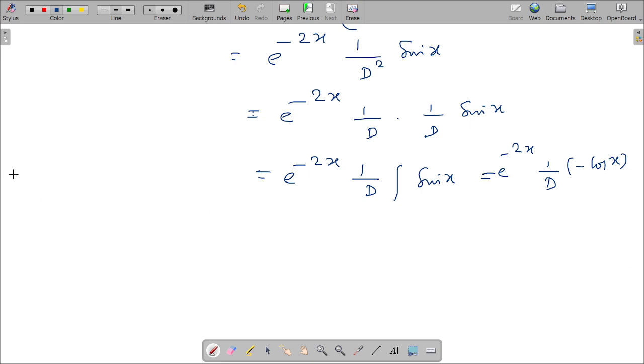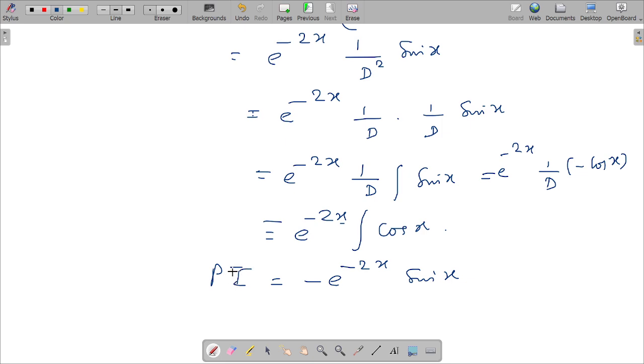Once again you have to integrate this, but when you are integrating, don't take into account e power minus 2x, because you already shifted it in front, so it is in no way connected with that. Therefore e power minus 2x, take the minus outside. Once again 1 by d is there, which we write as integration of cos x. Integration of cos x is sin x, so minus e power minus 2x sin x. It is the particular integral.